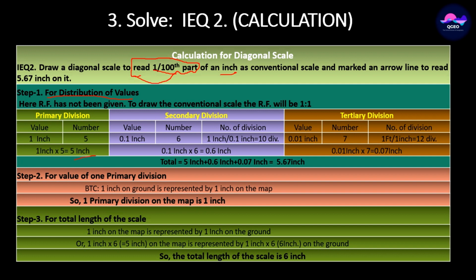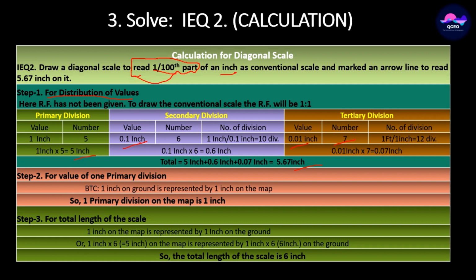RF has not been given. To draw the conventional scale, we can take RF as 1:1, that is 1 inch on the map is equal to 1 inch on the ground. Okay, now primary division 1 inch into 5, so it is 5 inch, value 1 inch, 0.1 inch on the secondary, number 6, that is 0.6 inch, and in tertiary 0.01 inch into 7, that will be 0.07 inch.